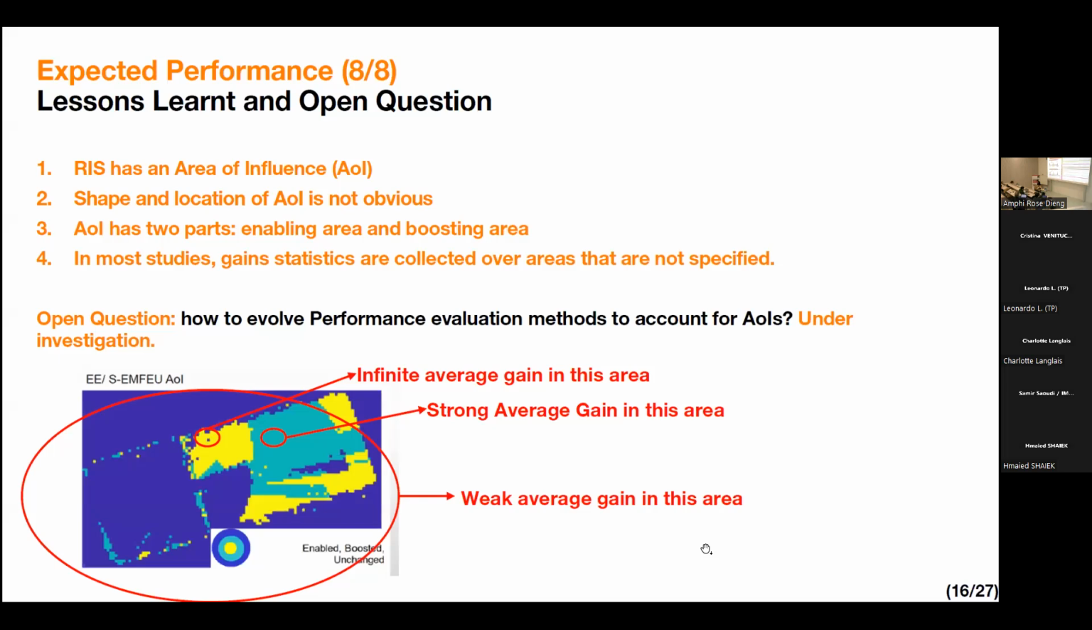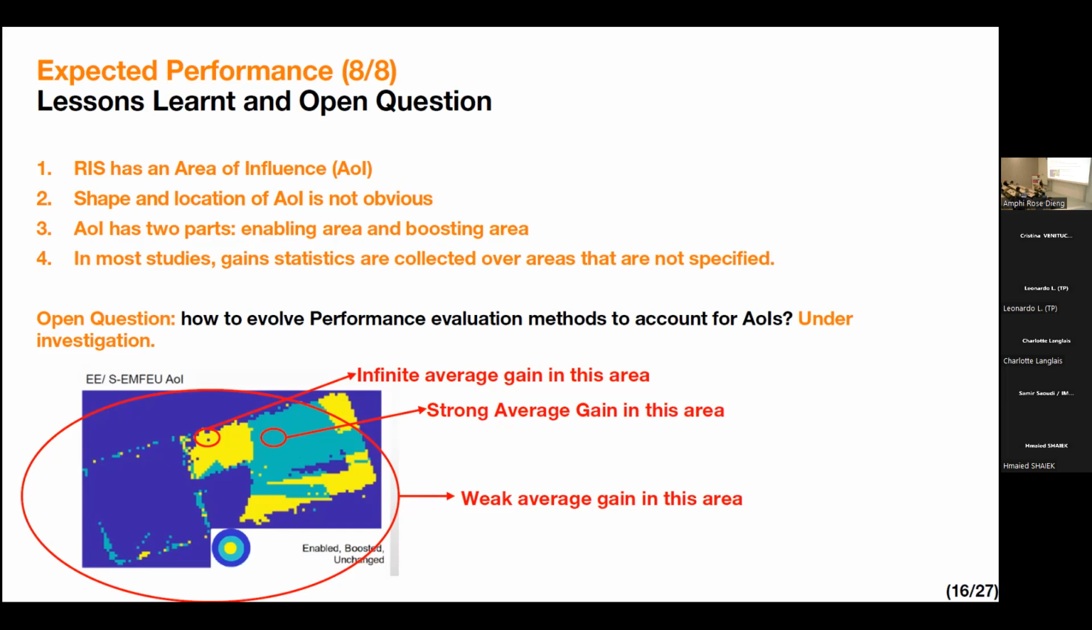There is a problem today on the way this technology is assessed by simulation. I've shown you the area of influence. Now, when you look at simulation methodologies, they assess the performance on assessment areas. This is a red area. So imagine I focus my simulation only on this red area. I will have infinite gain. I will say RIS is an enabler, but it's true only for this area. If I focus my simulation here, I have a strong average gain. But if I assess the system over all this area, then I have a very weak average gain.